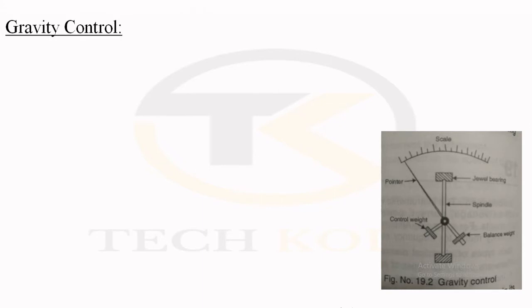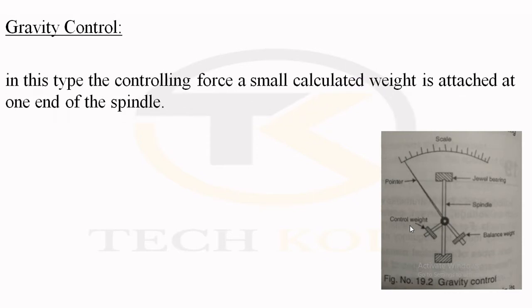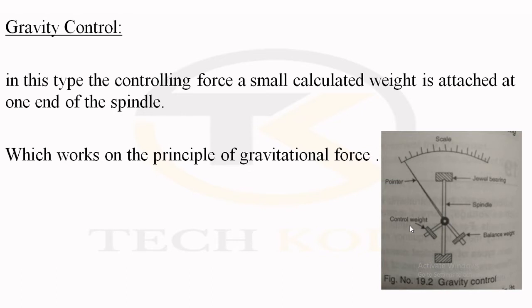The next one is gravity control. Here we can see gravity control. Some weight is connected to the spindle. In this type of control, a small calculated weight is attached at the end of the spindle. Here you can see the counterweight added to the end of the spindle, which works on the principle of gravitational force. So it is called gravity control. Note that the direction of the controlling force is always opposite to the deflection force.